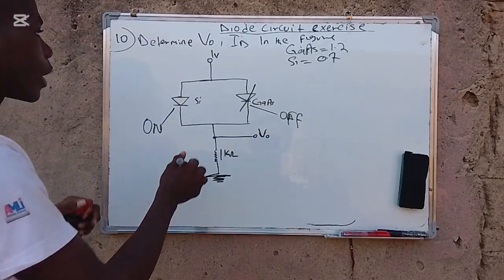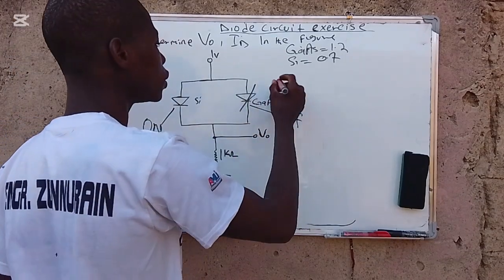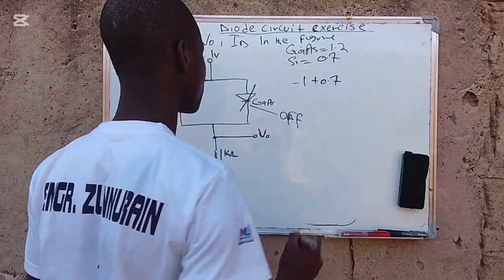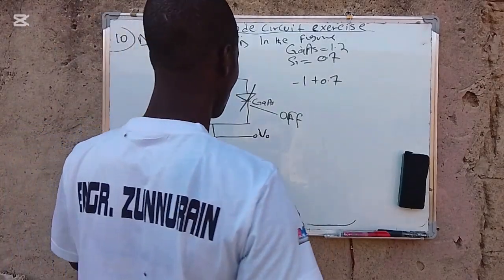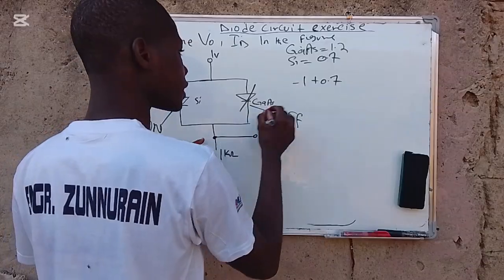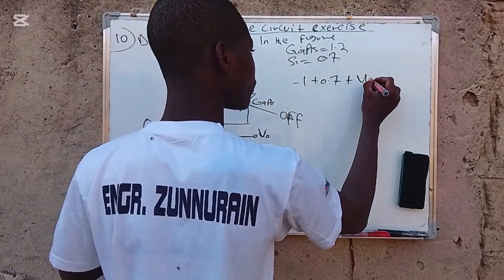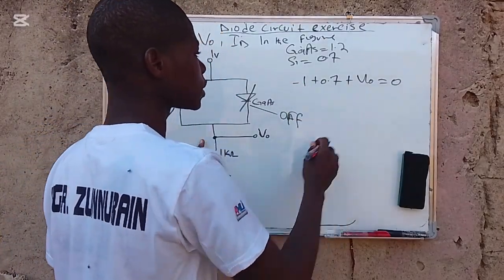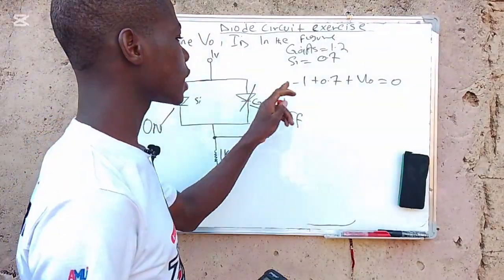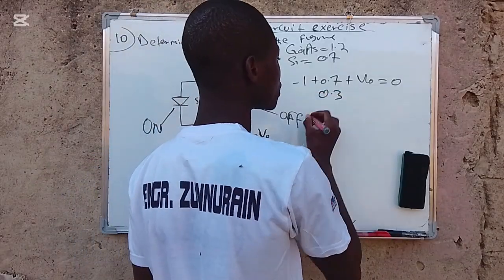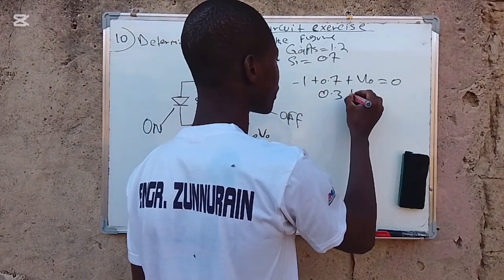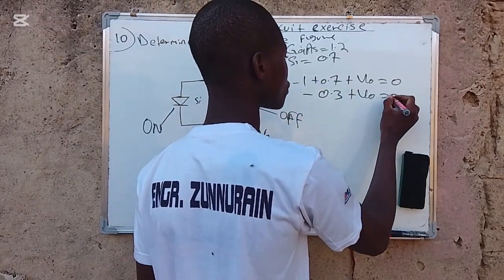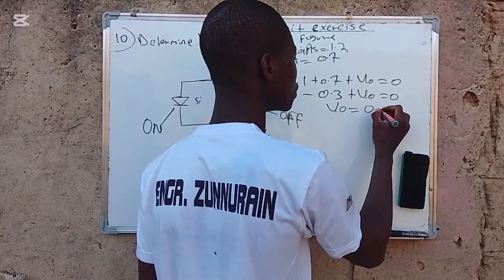So the next thing we are going to do is use the voltage drop: -1 plus 0.7, and we stop here, plus V0 should be equal to 0. If I say -1 plus 0.7, what shall I get? It's the same thing as saying 1 minus 0.7, so this will be 0.3. So if I say 0.3 plus V0 is equal to 0, but it is negative, so therefore V0 should now be equal to 0.3 volts.